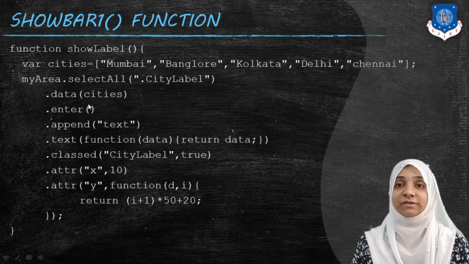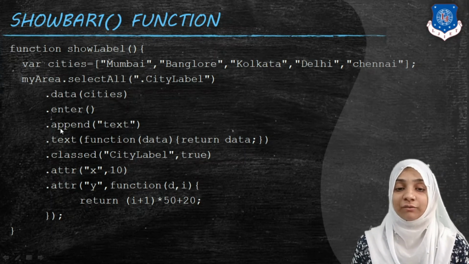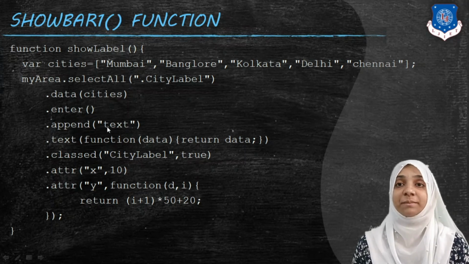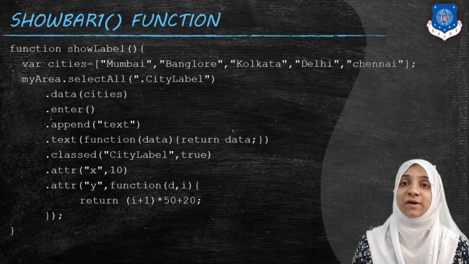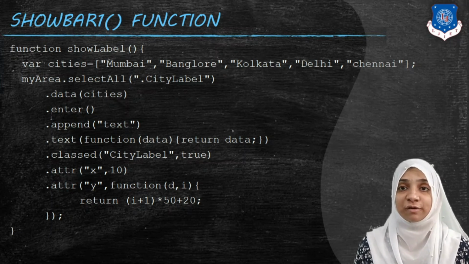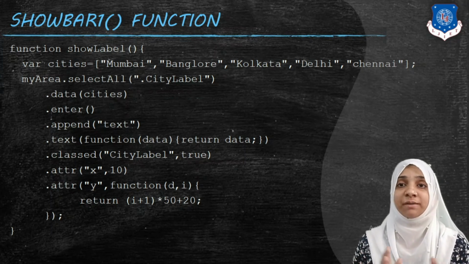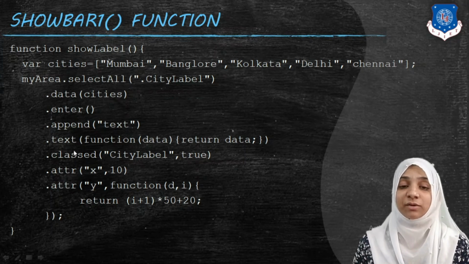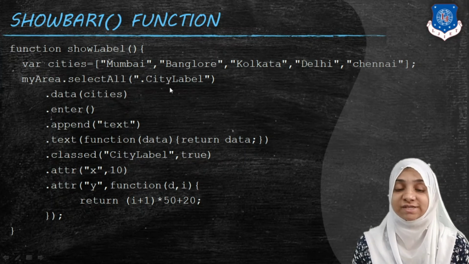So the enter method will tell us that append must get executed 5 times. With the help of append, we are adding new text labels. Remember, there are 2 kinds of text labels. The first text label shows the value over the bar, and the second text labels show the labels of each bar, say Mumbai, Kolkata and so on. That's why they don't get mixed with each other. That's why we are calling the new text labels as associated with a class called city labels.